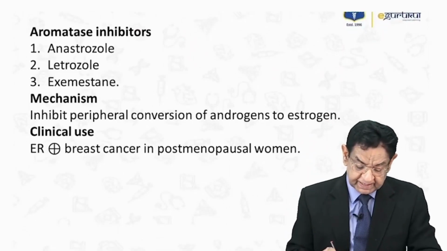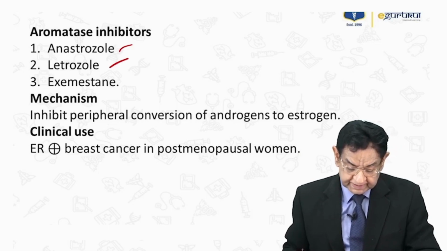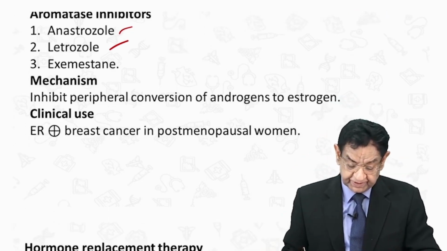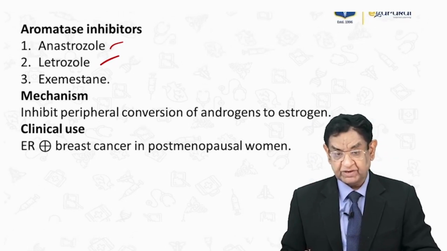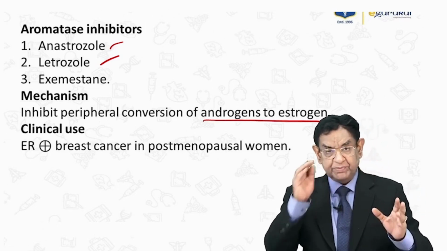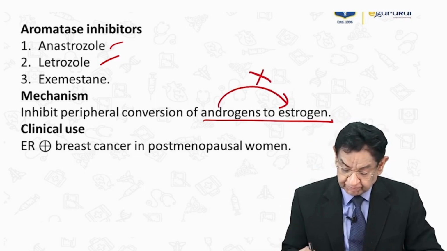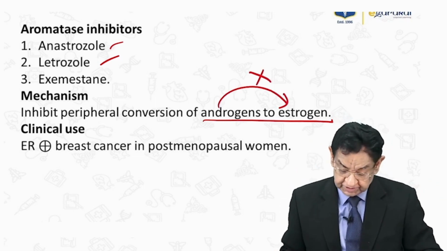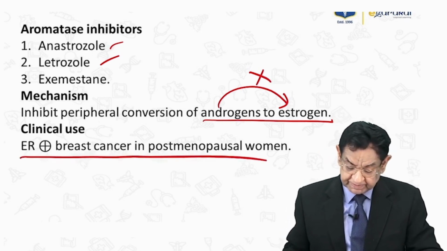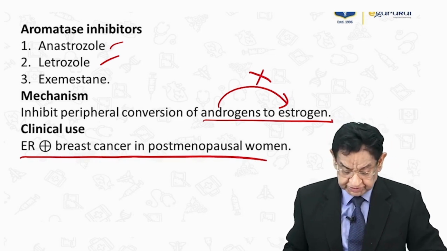Aromatase inhibitors are anastrozole, letrozole, and exemestane, the three drugs. Definitely we know the basic mechanism of action of aromatase is that it converts androgen to estrogen. So when we use this inhibitor, this conversion of androgen to estrogen will not be there. That will lead to reduced estrogen level. So we use it in ER positive breast cancer in postmenopausal females because they are going to reduce estrogen levels.